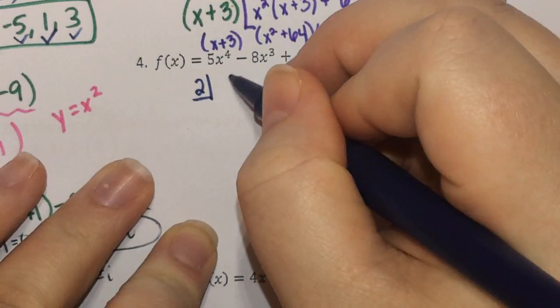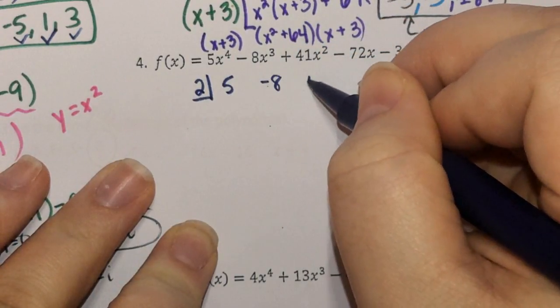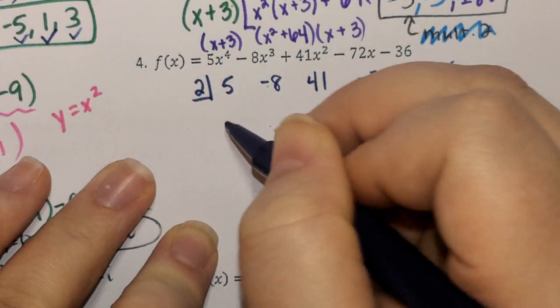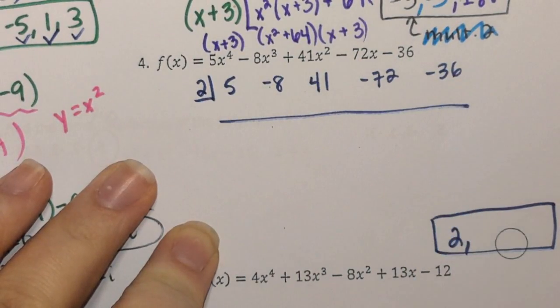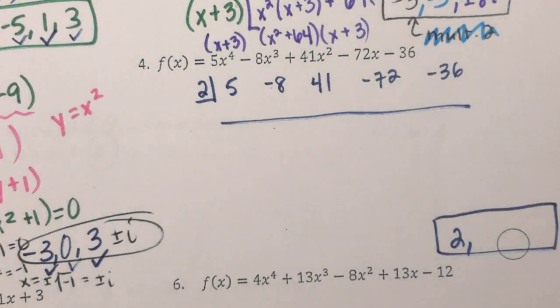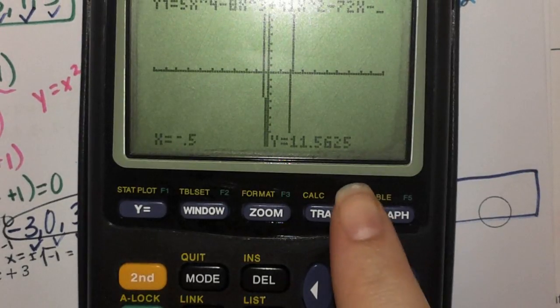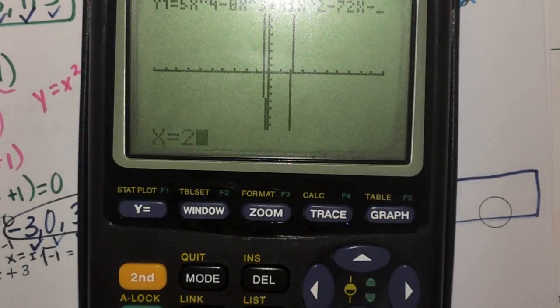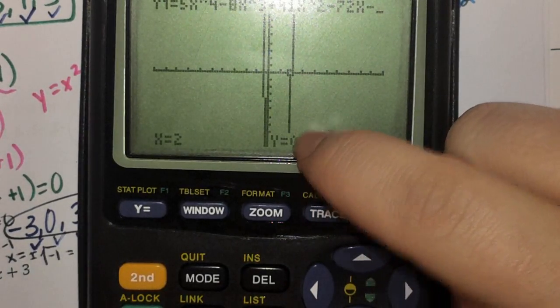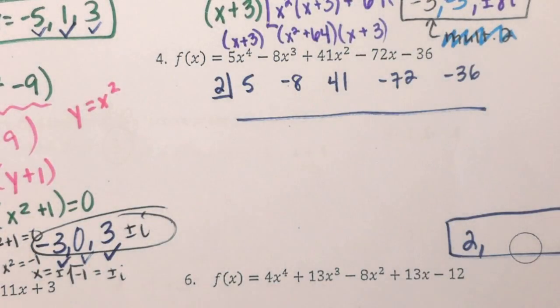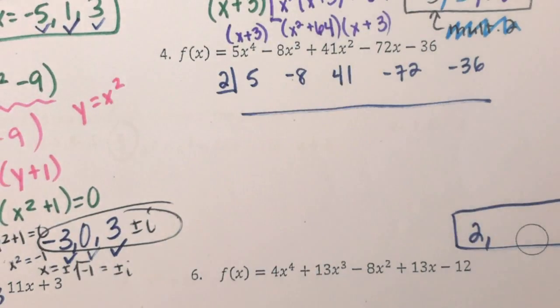Hopefully that's going to lead us there a little faster. So 2, I've got a 5, a negative 8, 41, negative 72, negative 36. Because it crossed at 2. And so, to make sure, I pressed trace 2. And for sure it did cross at 2 because y was 0. No, it's a good question. Okay, so since I know 2 is one of the answers, I'm going to use synthetic with 2.